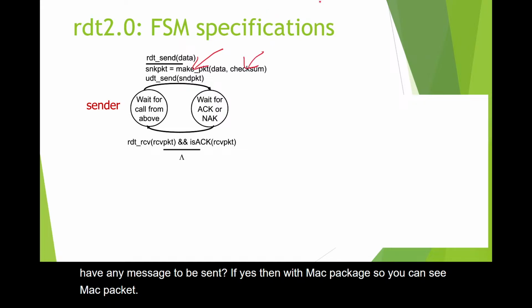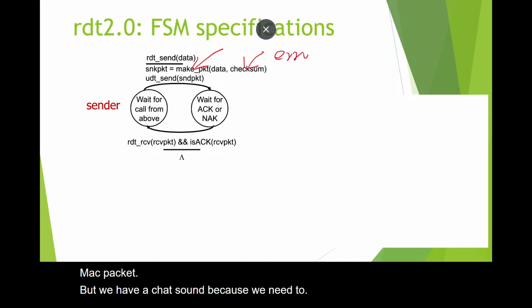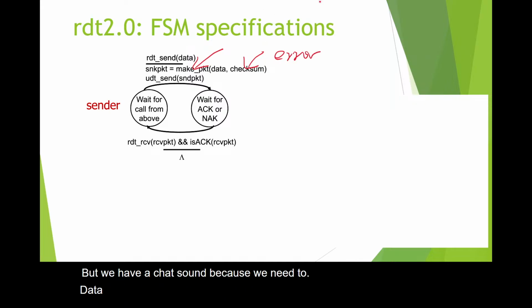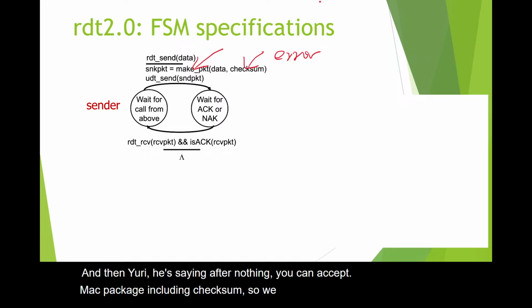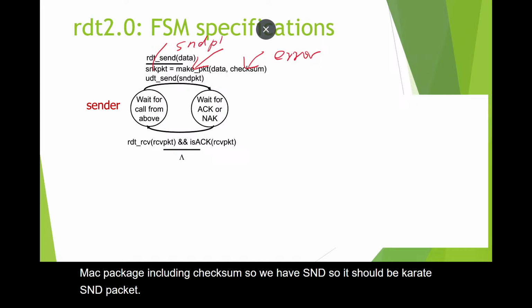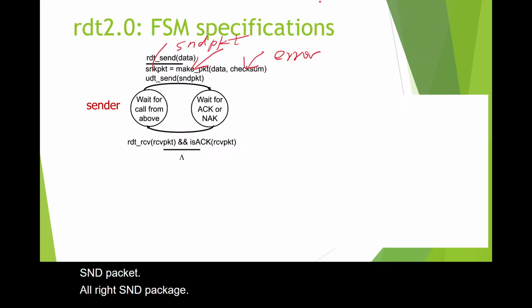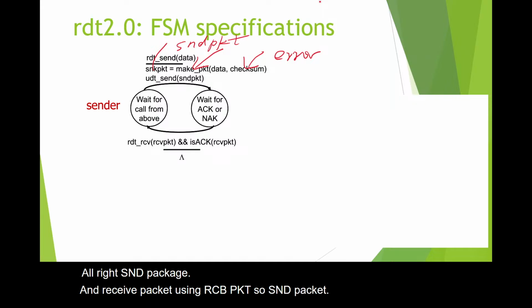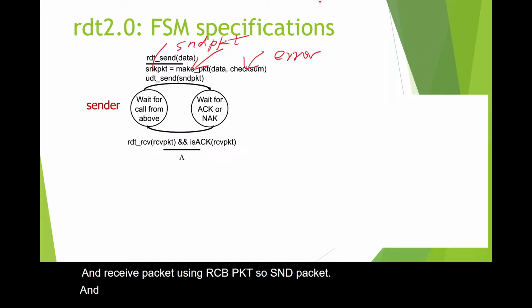But we have a checksum because we need to detect errors. And then UDT send. After now, I think you can accept make packet including checksum. So we have SND. So it should be correctly SND packet. All right, SND packet. And receive packet using RCV-PKT. So SND packet. And then send, we should wait.